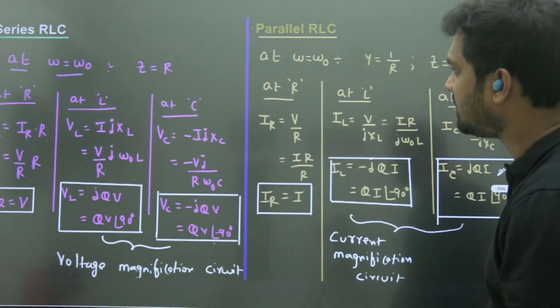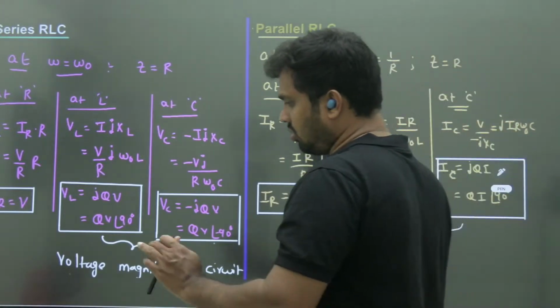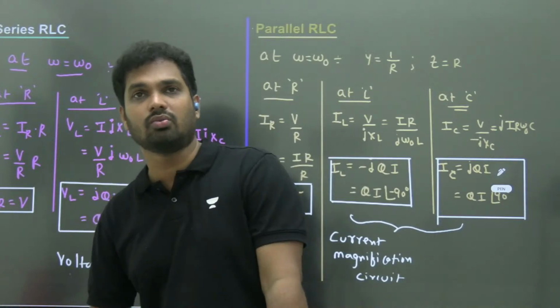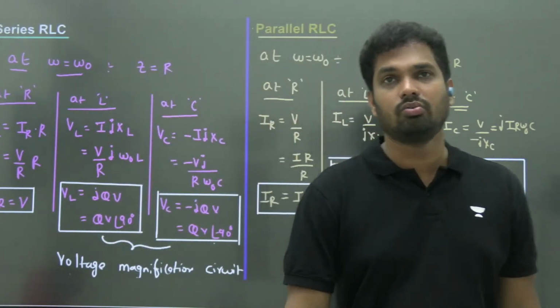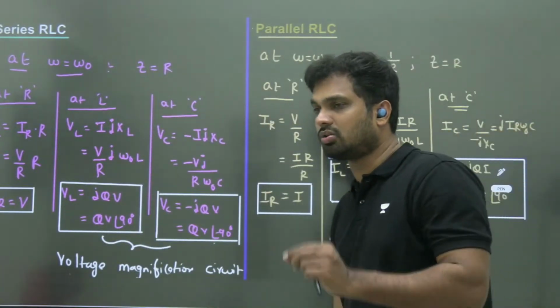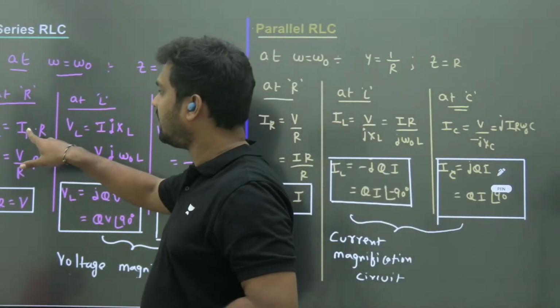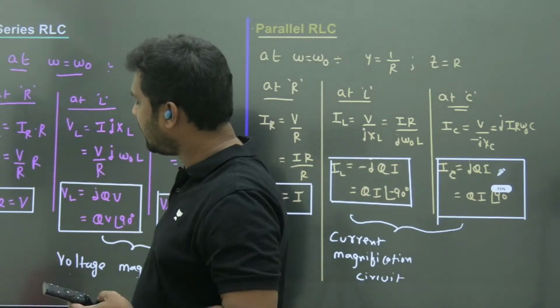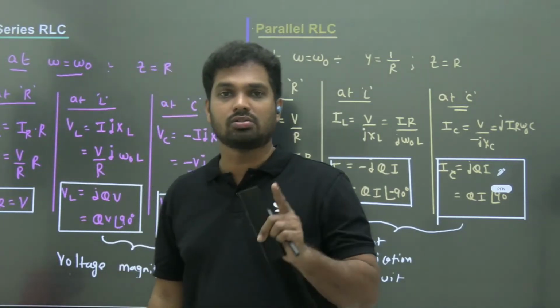So if you take the series RLC circuit at resonance, omega equal to omega naught, Z equal to R, V equal to I Z, where Z equal to R. So I will be equal to V by R. So what is the voltage across the resistor? It is I, the current in the resistor, into R. Current in the resistor is V by R into R. So the entire voltage you have applied will be across the resistor.